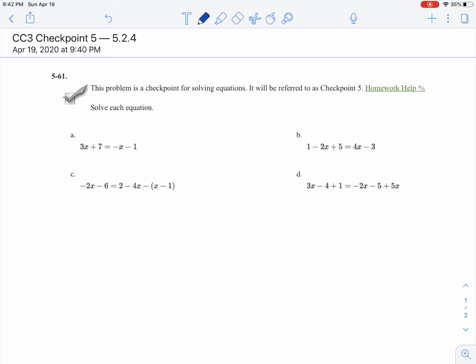In this video, I'd like to talk about checkpoint 5, which is solving equations. We've solved lots of equations before. What's interesting about these equations is the fact that we have the unknown on both sides of the equal sign. Let's start by looking at B.